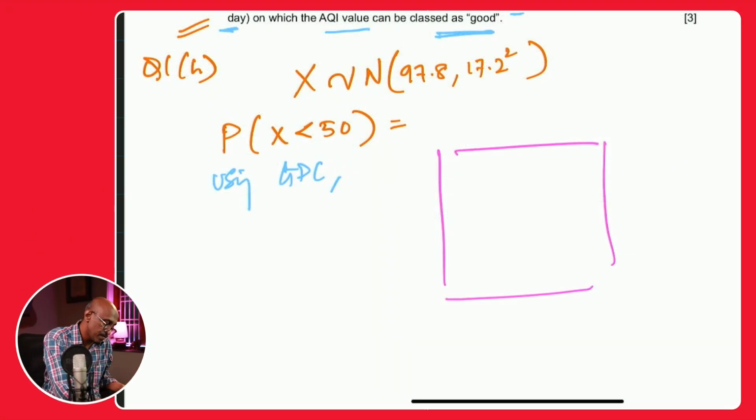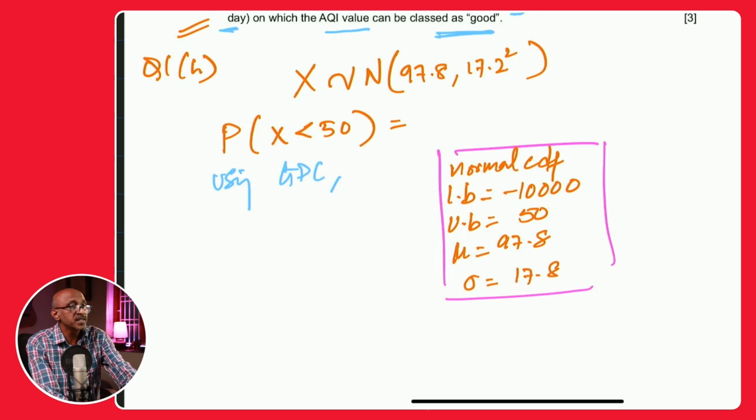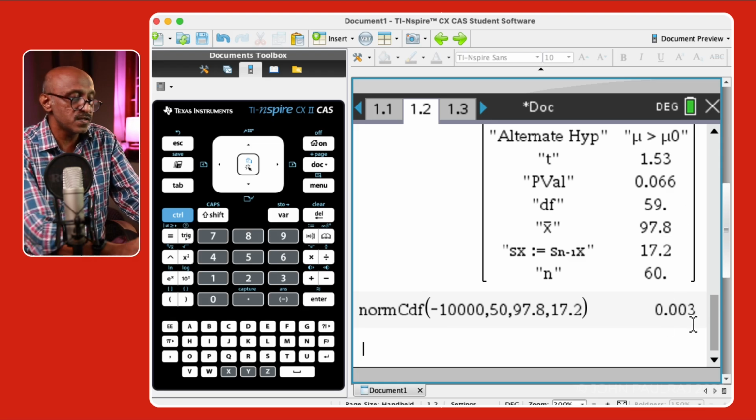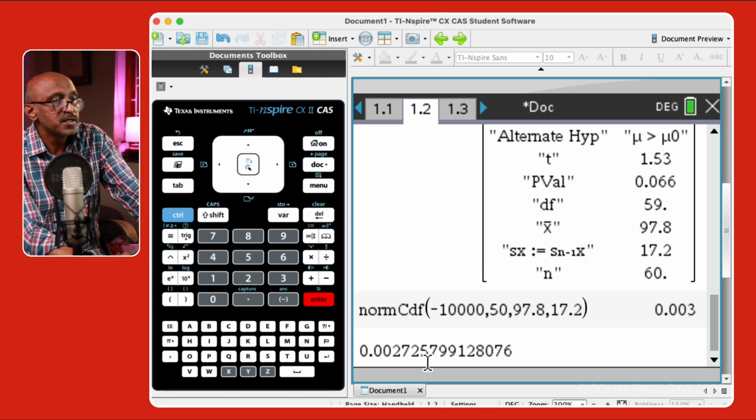Switch here, normal CDF, and the lower bound is negative 10,000. Upper bound is 50. Mu is 97.8, and sigma is 17.2. Coming back to the calculator, we just hit Enter, and it gives us 0.003. Let's bring that down. I'll write it as 0.00273 because that is the 3 significant figures.